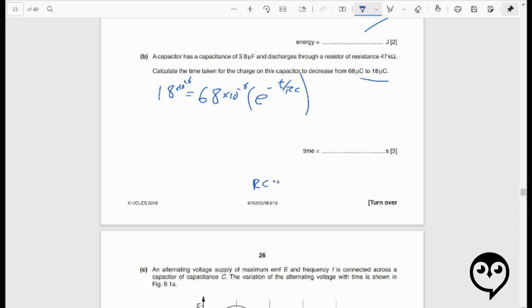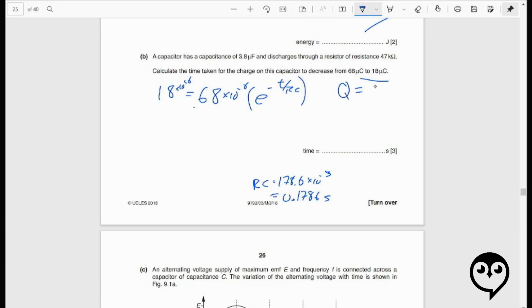So RC is equal to the kilo times the micro, which is times 10 to the negative 3. So 3.8 times 47 is 178.6 times 10 to the negative 3, or if you like, 0.1786 seconds. So we'll put that in there, the time needed for this.